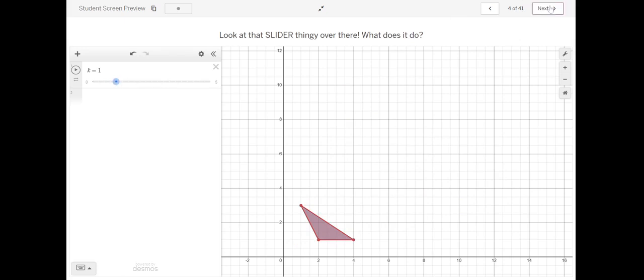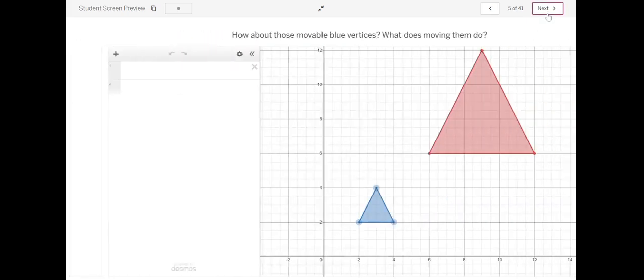Keep that in mind because that's actually the big goal for today: understanding when does it get bigger, which is when it's bigger than 1. When does it get smaller, which is when it's less than 1. And when is it the same? When it's exactly 1.